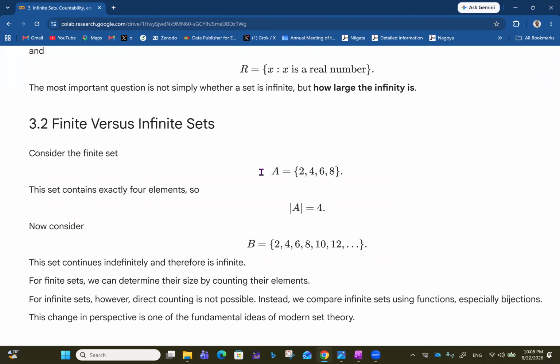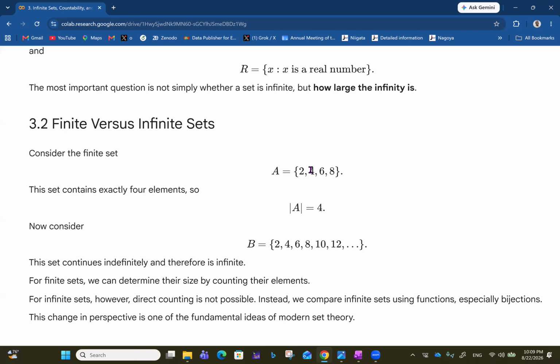Now, consider the finite set A = {2, 4, 6, 8}. You know all the elements; you can list all the elements of a finite set. This set contains exactly 4 elements, so the cardinality of A is 4. Now consider B, which is 2, 4, 6, 8, 10, 12, and so on and so forth. This is the set of all positive even numbers, and that is an infinite set. This set continues indefinitely and therefore is infinite.